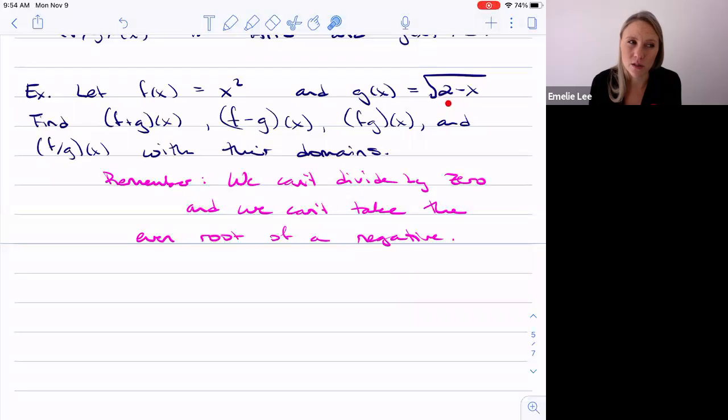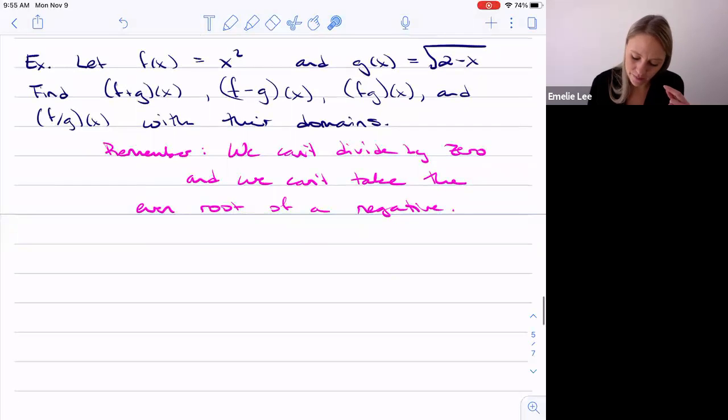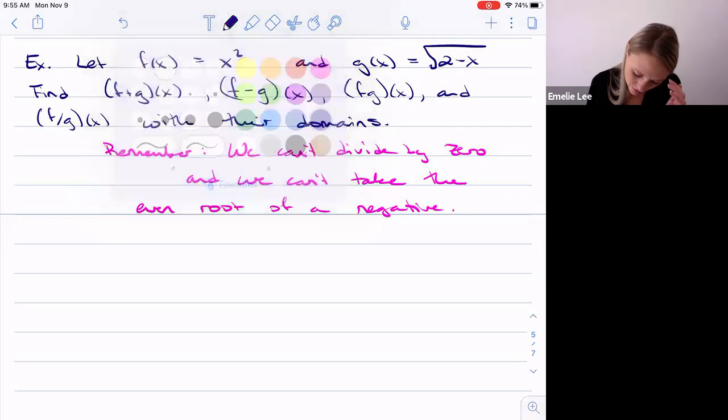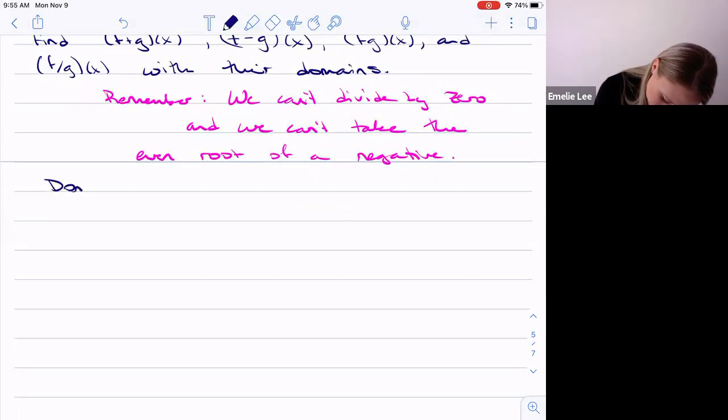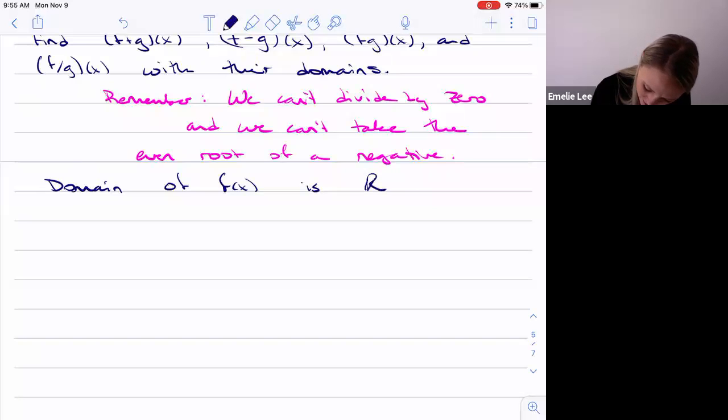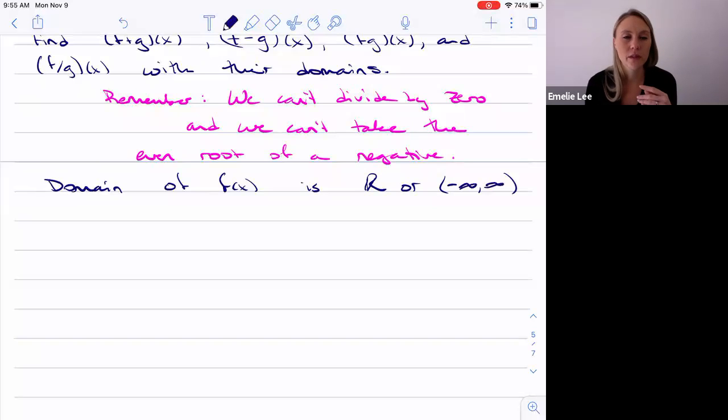I can take the square root of 0, that's allowed. Right, puts me at 0. But 2 minus x, as long as x gives me values which are positive, right? So we've got restrictions on the domain of g of x, but no restrictions on the domain of f of x. So here, the domain of f of x is the set of real numbers, or if you prefer, from negative infinity to infinity, right?